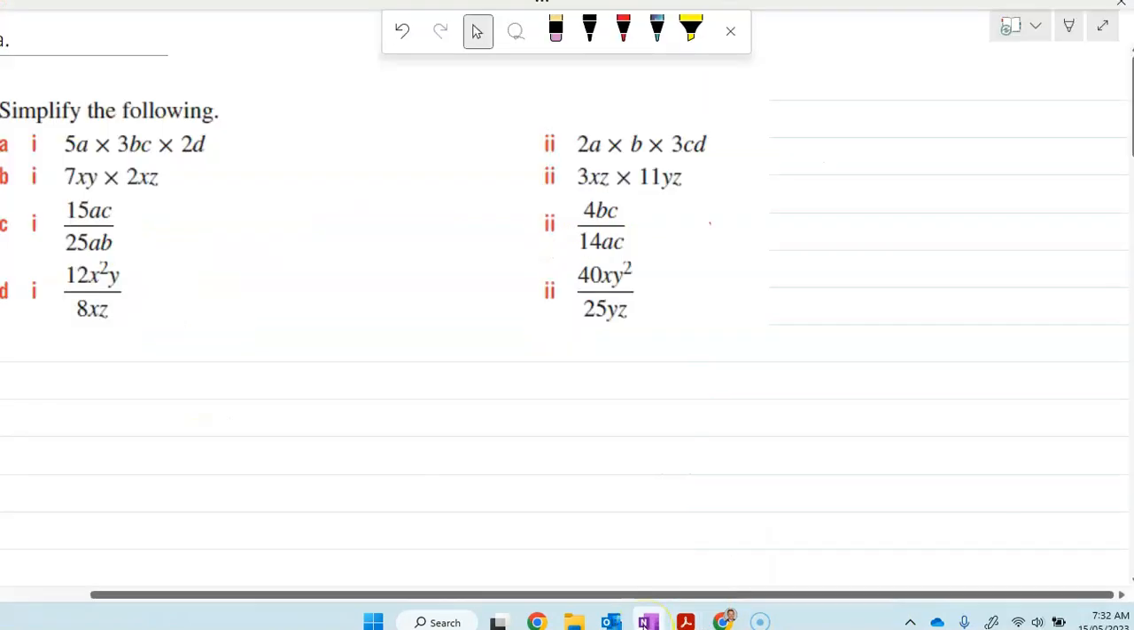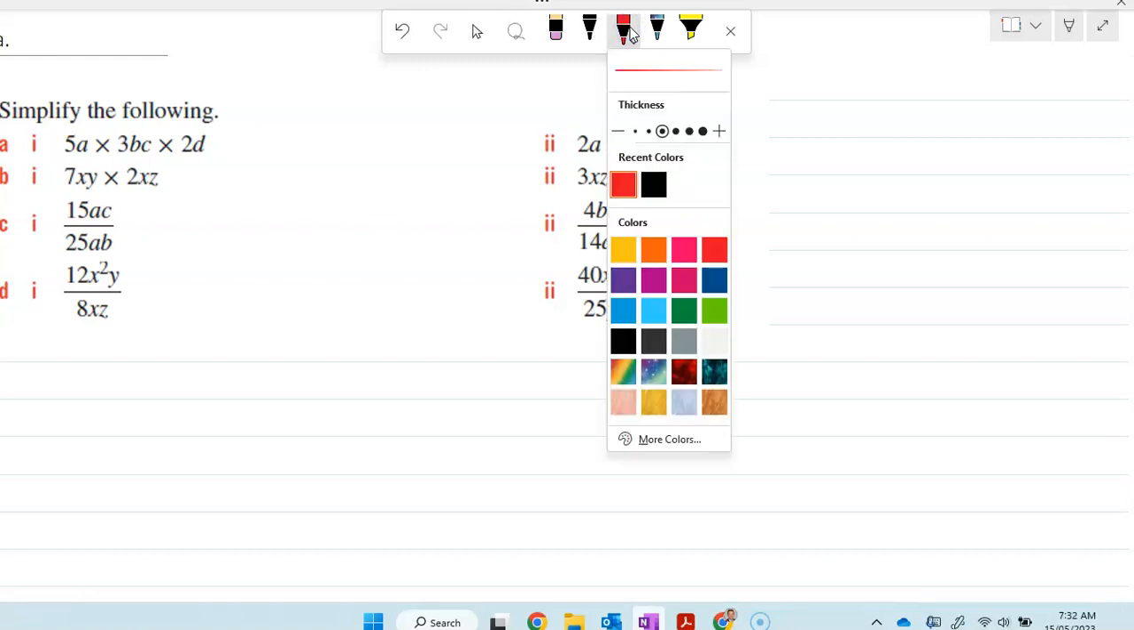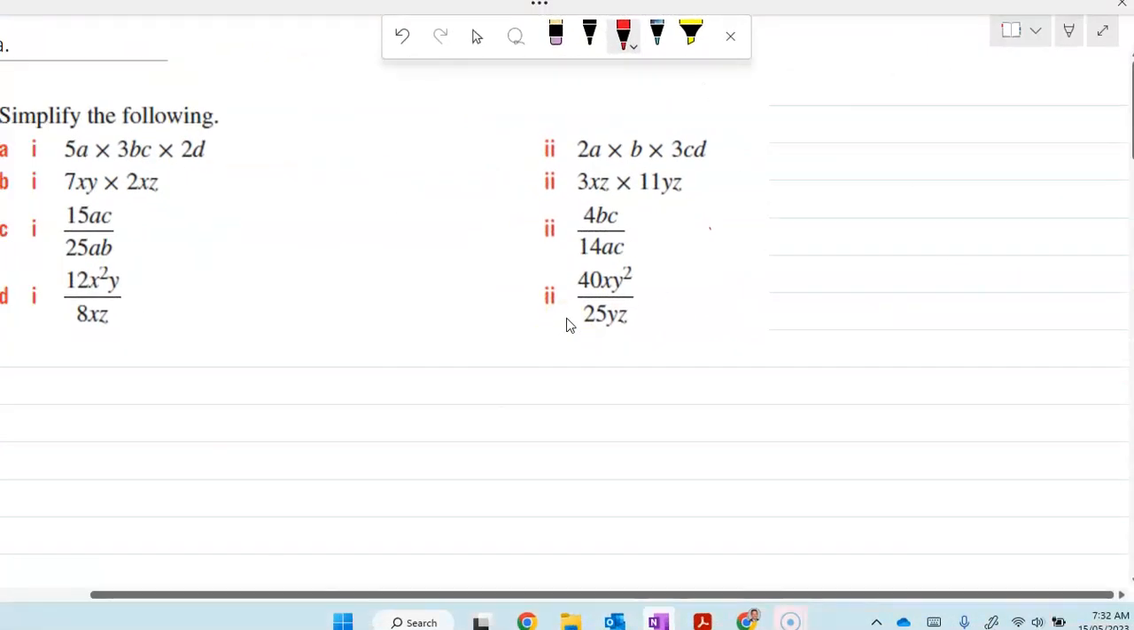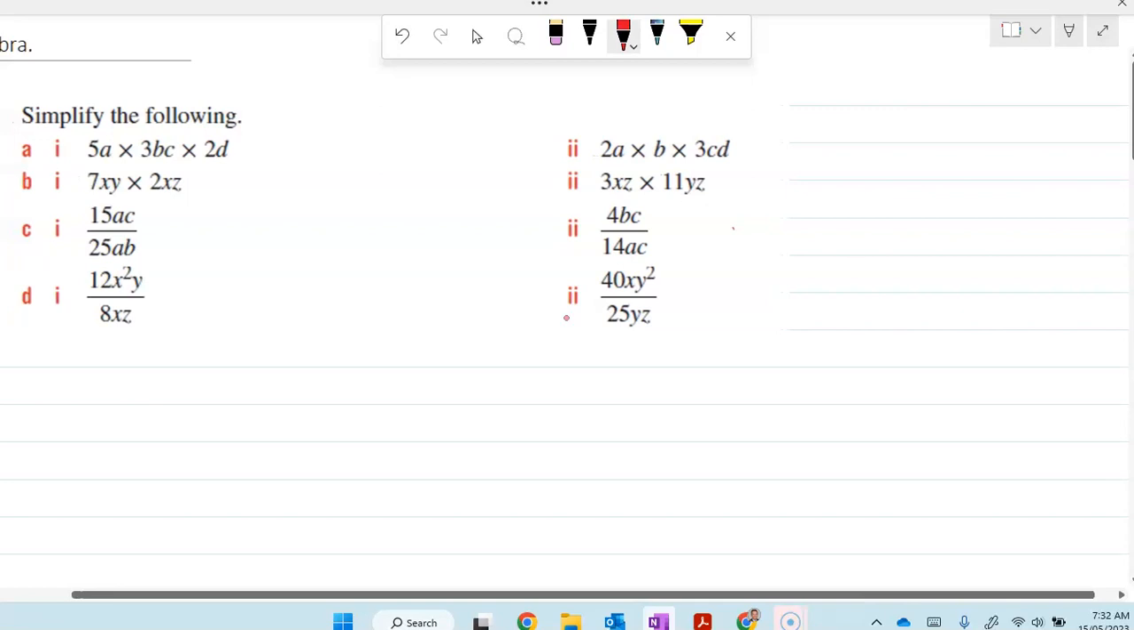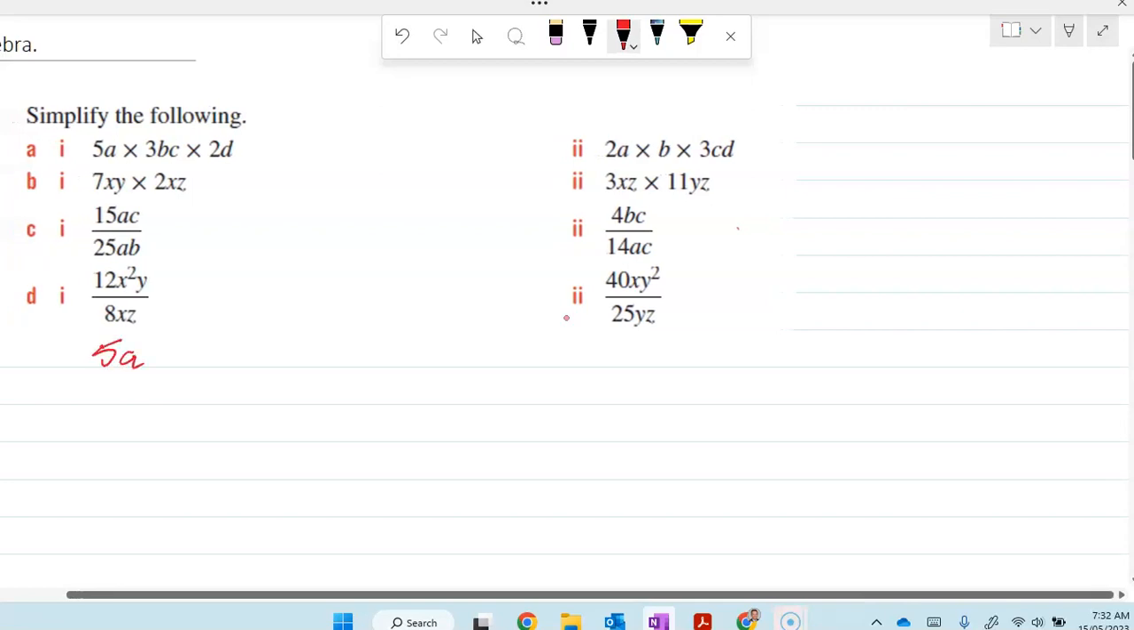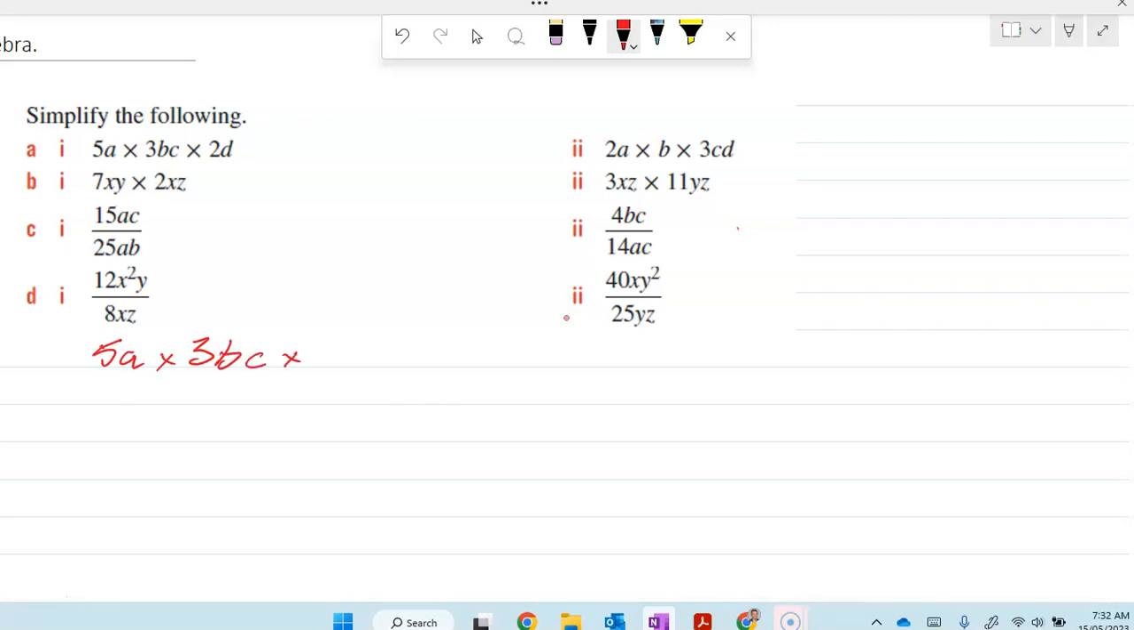Move across to OneNote here. So we'll have a look at this. Of course, we're going to apply the first step we normally do, so this would be 5a times 3bc times 2b. And of course, 5 times 3 is 15, times 2 is 30. But a times b times c times d, so that would be abcd.